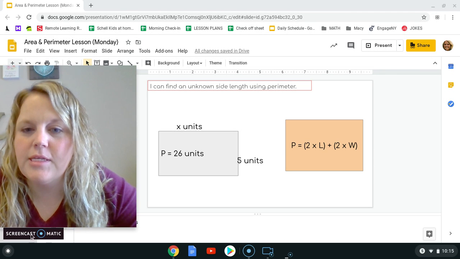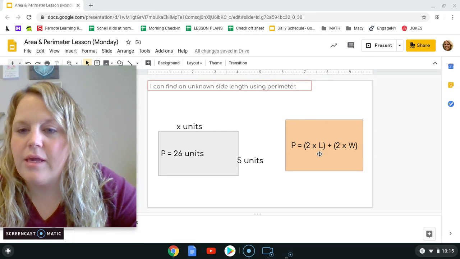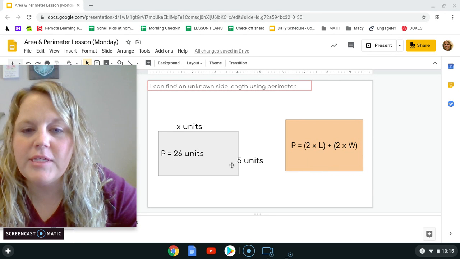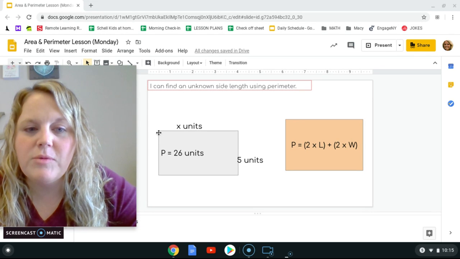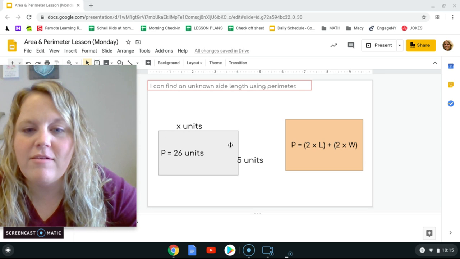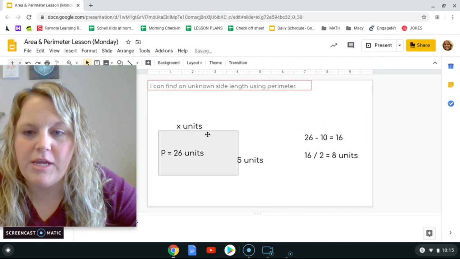The other strategy I can use is the other formula that we talked about earlier. Perimeter equals 2 times the length plus 2 times the width. So if I know that this side length is 5 units, that means that this side length over here is also 5 units. So that tells me that half of my shape, 5 plus 5, is 10, and that will help me figure out the other half of my shape.